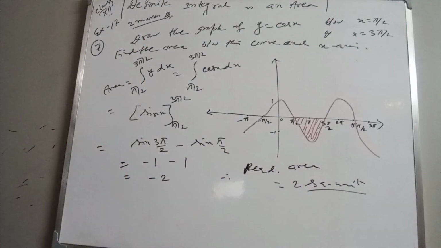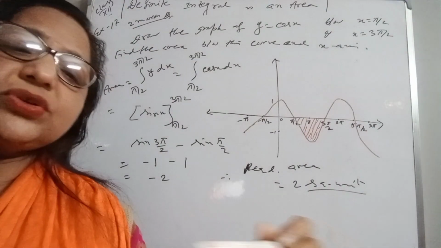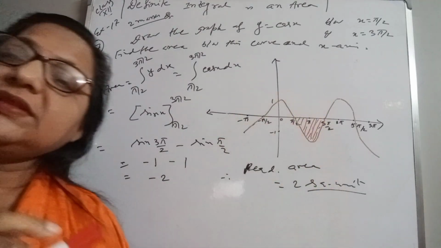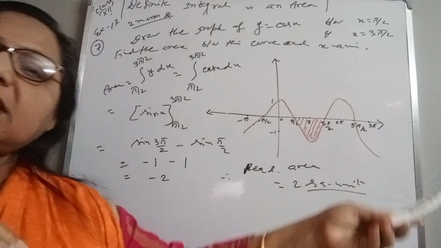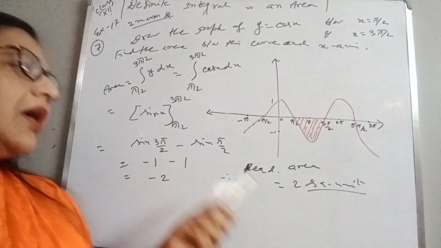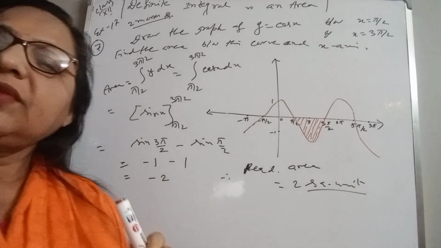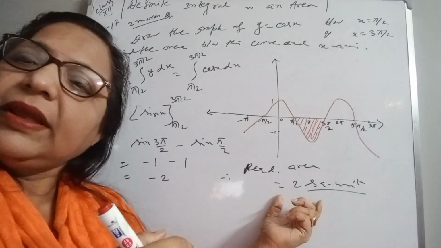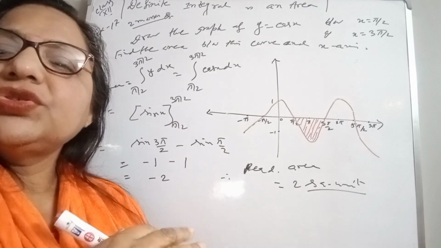Don't be confused here why we are getting minus 2. Already I have said, below the x-axis, for definite integration we always get the answer as negative. Okay, and above the x-axis we will get the answer as positive. But when we write the answer as area, obviously we will mention only the magnitude, because area cannot be negative. Area we always write as a positive value, so it will be positive.